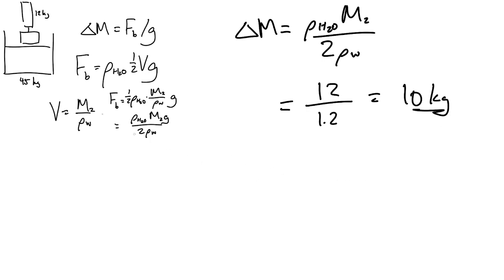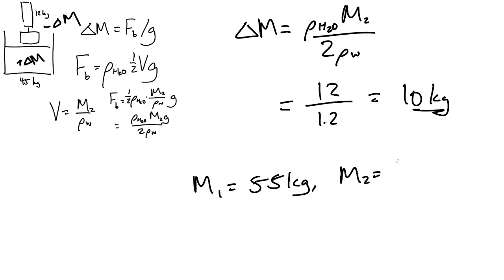We know that the water is going to gain this delta m, and the scale for the wood is going to subtract that delta m. So that means that our final readings are going to be 55 kilograms for our first scale, and for our second scale, it's going to measure 2 kilograms, right? Remember that the buoyant force is pushing it up, so it's going to change by this much, right?